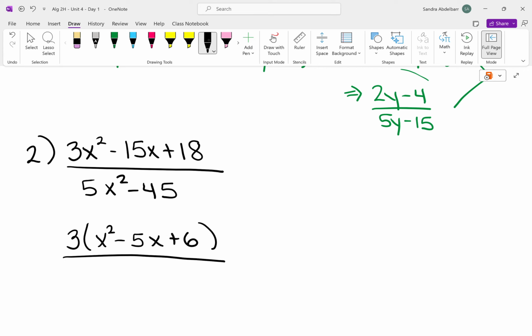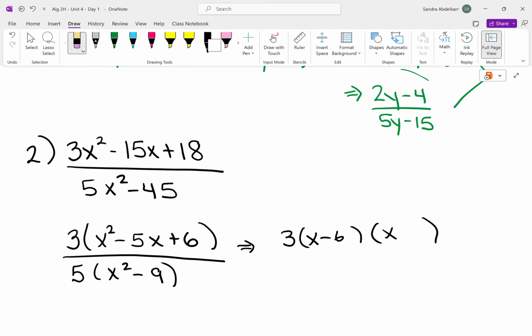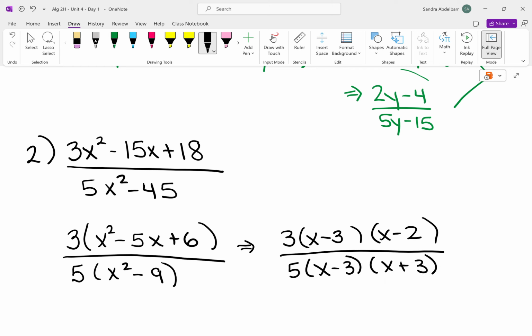And in the denominator, can I pull out a GCF of 5? So then we're left with x squared minus 9. Can I keep factoring? Yes. In the numerator, that 3 stays there, but then when I factor, I'm going to get an x minus 3 and an x minus 2. And in my denominator, we have an x minus 3 and an x plus 3.